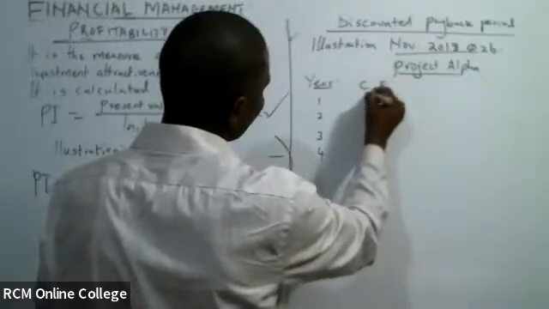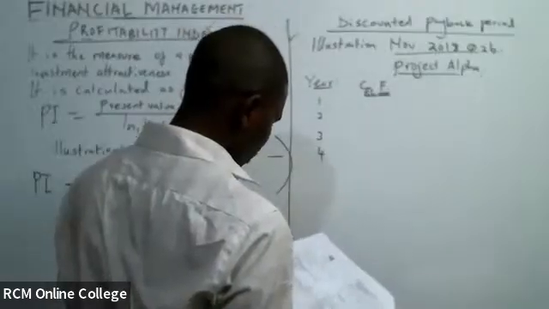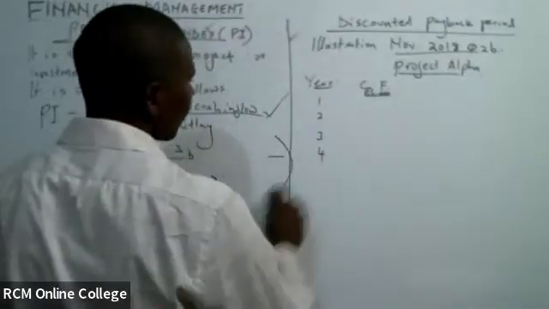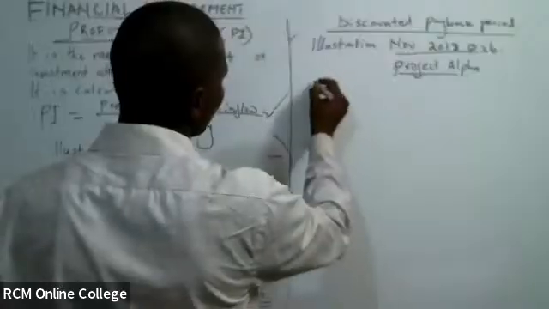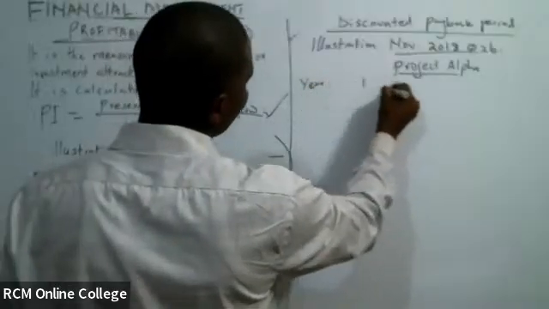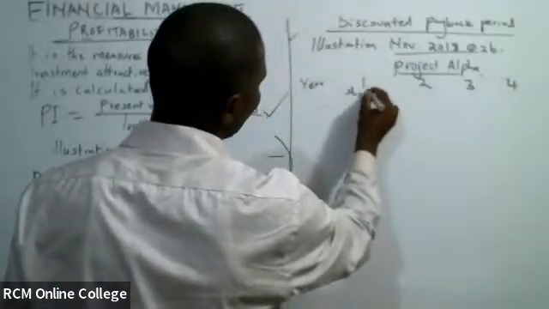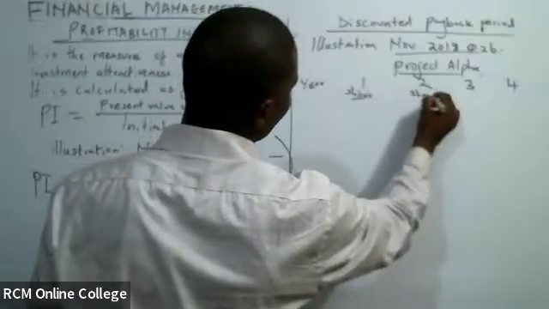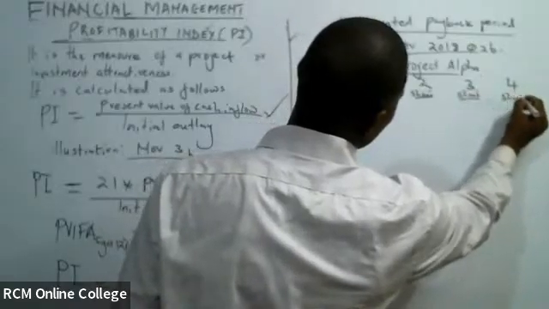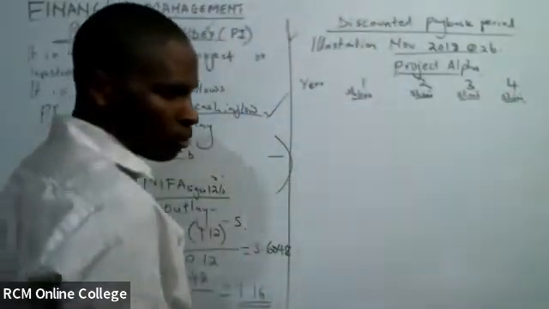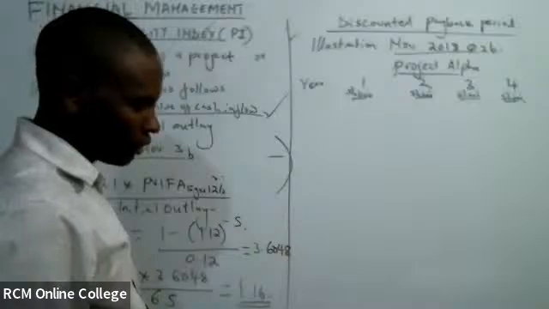Then the cash flow here, in shillings thousands. Let's use the other way, let's just use horizontal. Here, 1, 2, 3, 4. I think horizontal will help me to solve it correctly. The good thing with FM is that you can use the method that works best for you.